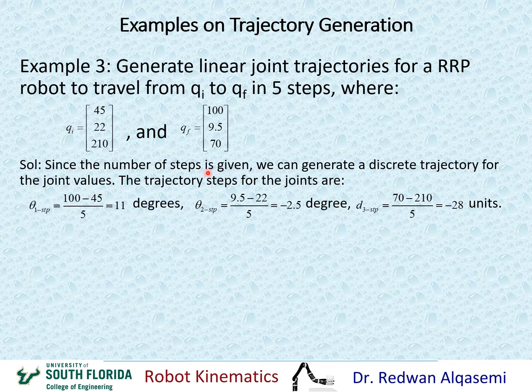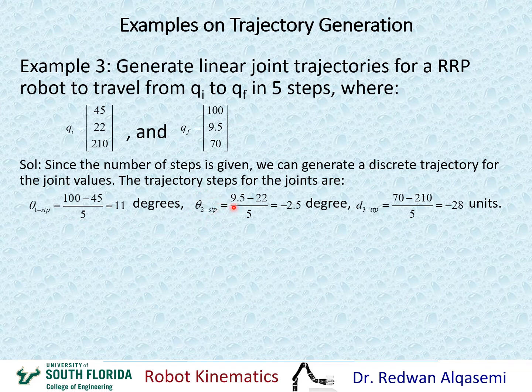Okay, now to start with the discrete trajectory, let's find the steps for each one of the joints. I'm going to start here with theta 1 step for the first joint, which is theta 1 final minus theta 1 initial. Theta 1 final is given here as 100, and theta 1 initial is given as 45. And then we divide this by the number of steps, which is 5, that's given in the example. So that gives me 11 degrees for the step of theta 1.